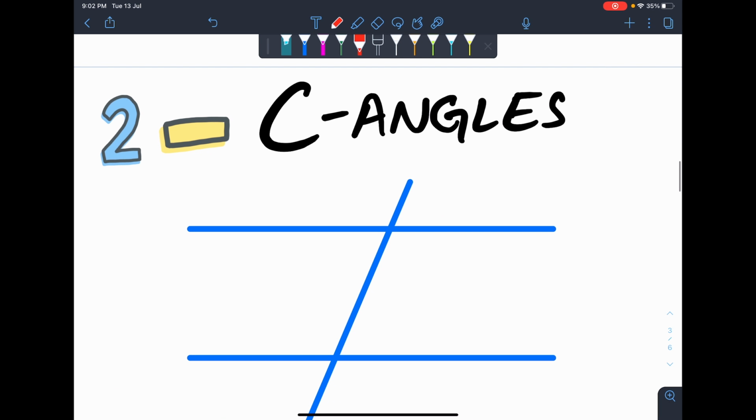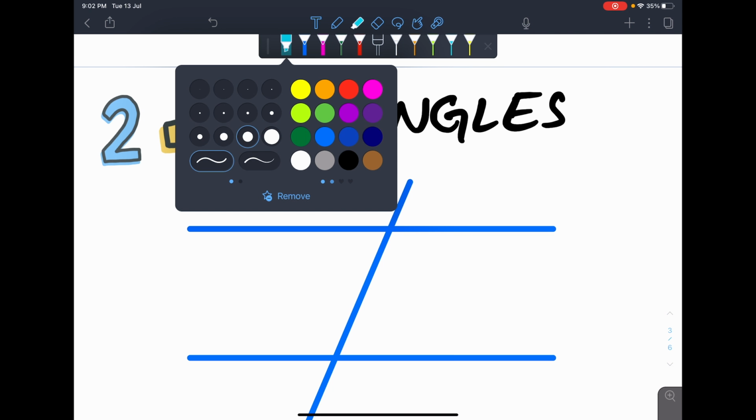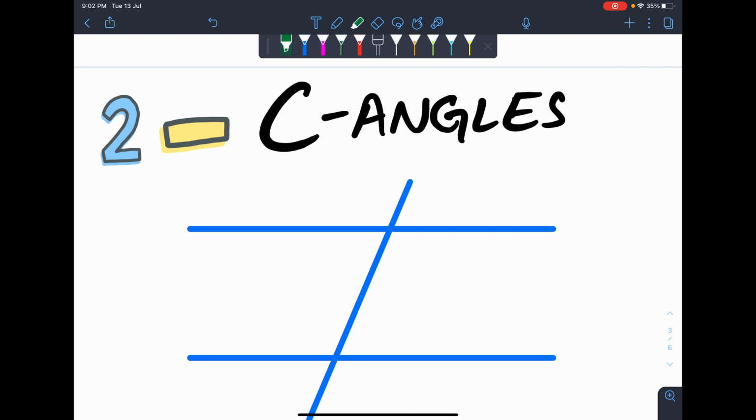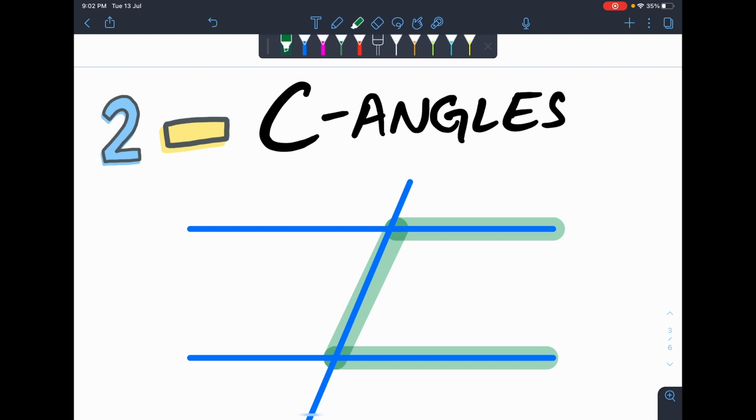The second angles that we have are also only available if you have a pair of parallel lines. These are called C angles, and just like their name, their shape is a bit like a C. So I'll show you in a bit how that C looks. Now, in a parallel line system, if there is a line cutting through, you can see there is a C being made over here. There is a C shape that you can see.